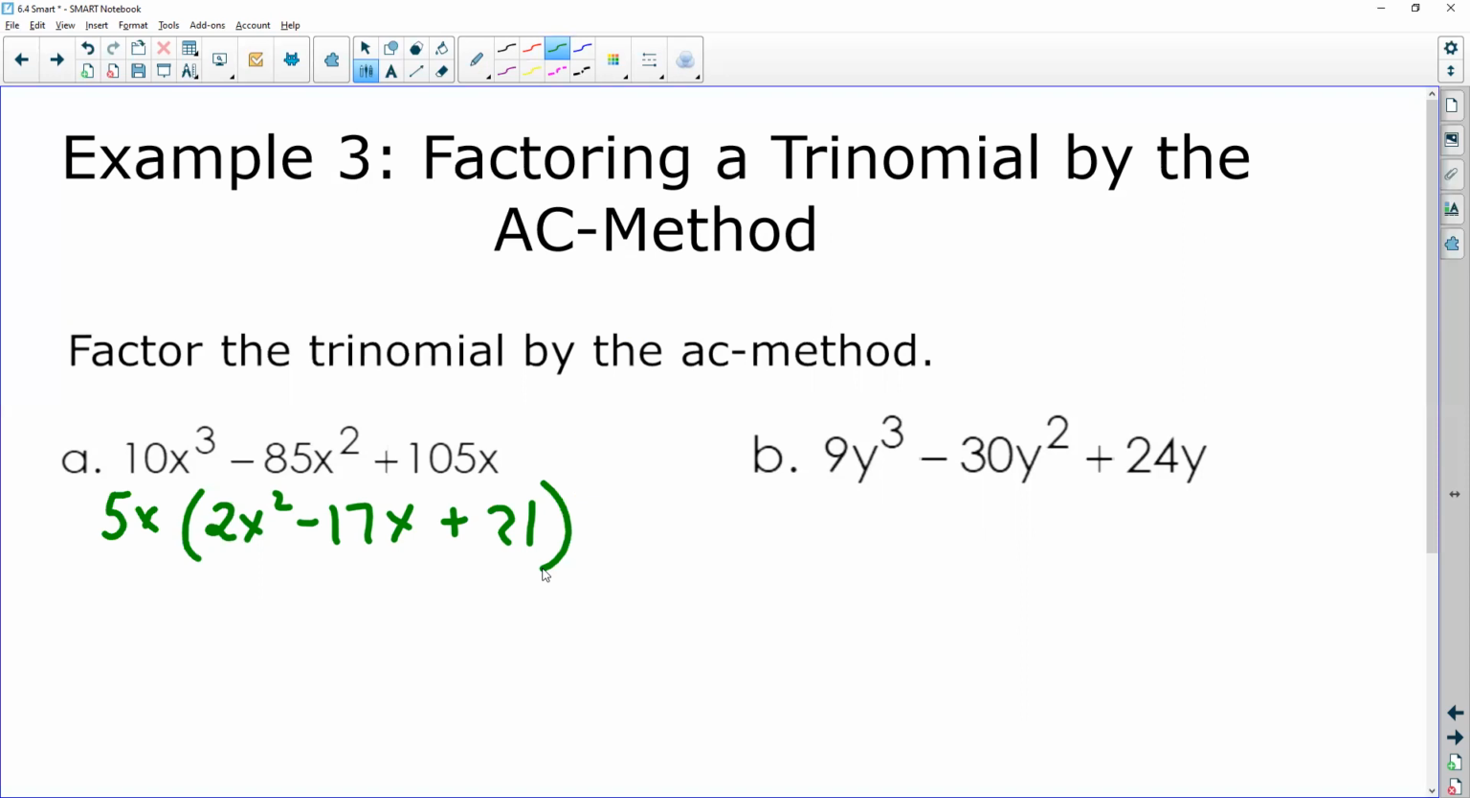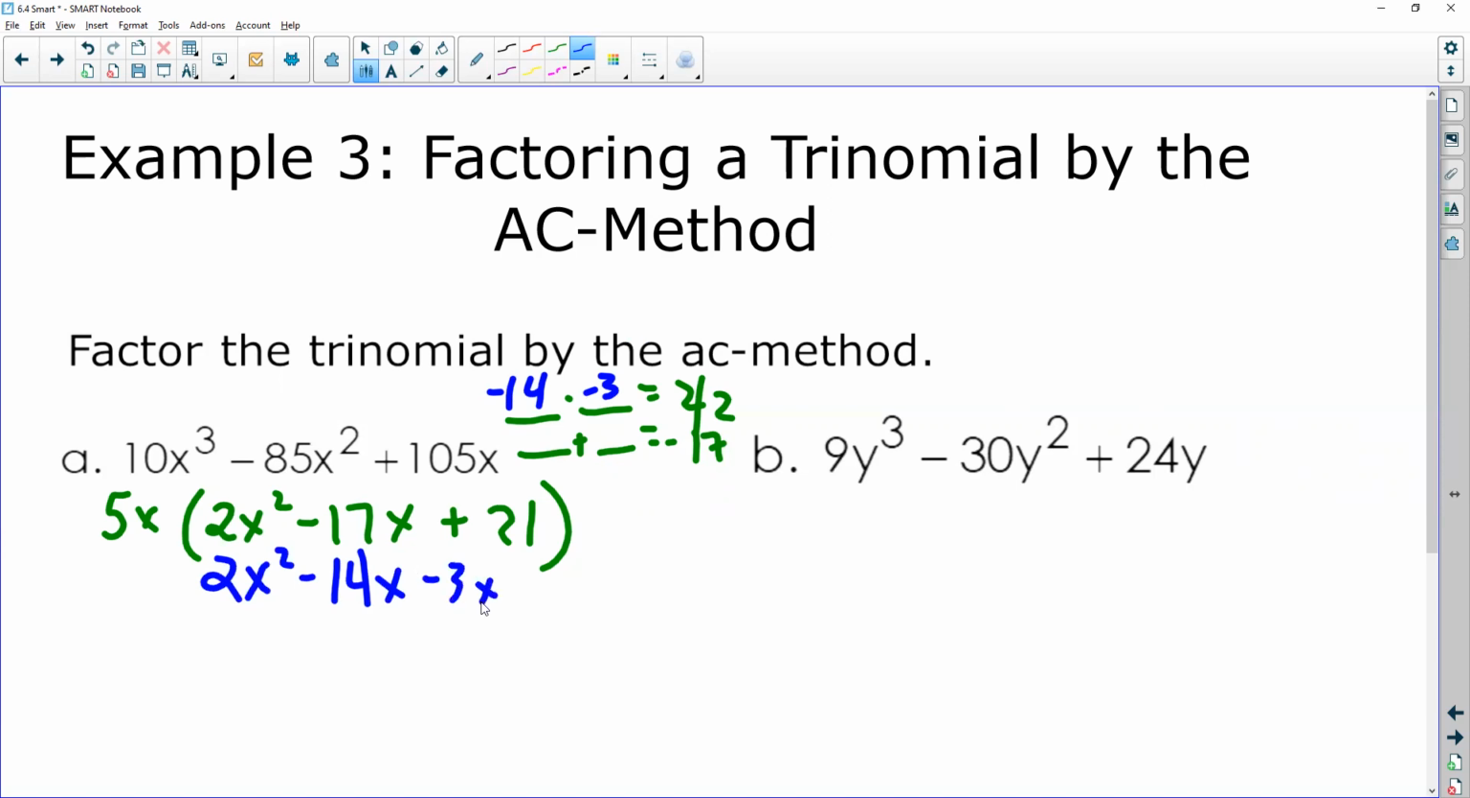Same process. I want to multiply A and C, so I want two numbers that multiply and make 42. And I want numbers that add to make negative 17. So let's see, 42 and negative 17. It's not 7 and 6. Oh, I know what it is. And this is when you can use your calculator if you're stuck. It's 14 and 3, negative 14 and negative 3. So I'm going to rewrite that 17 as negative 14x and negative 3x.